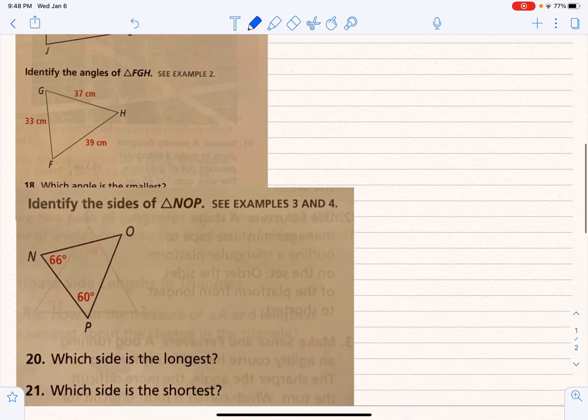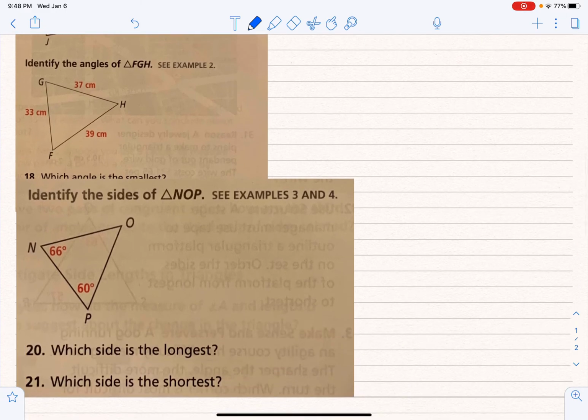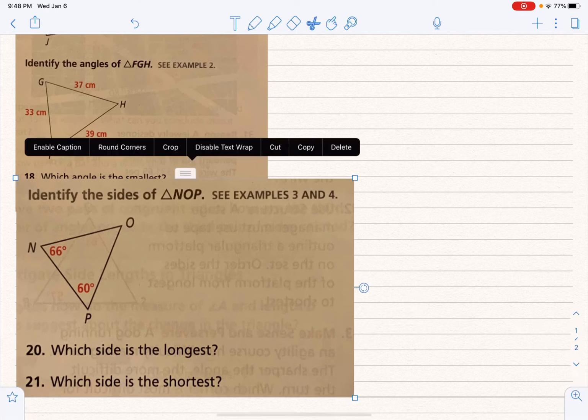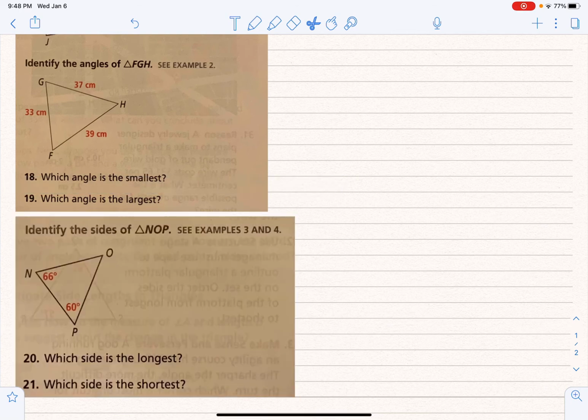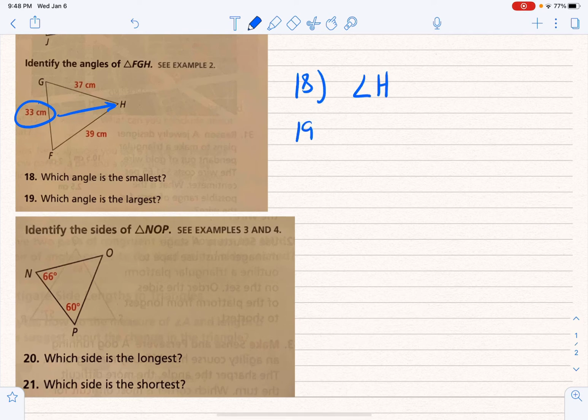All right. Number 18 and 19 have to do with this picture. So let me go ahead and move that. There we go. Okay, we're looking at this picture, and it says, which angle is the smallest? Well, you find the smallest side, and you know opposite of that has to be the smallest angle. So number 18, the smallest angle would have to be angle H. Number 19 says, which angle is the largest? Well, we'd find the largest side, which is this 39, and go opposite of that. So that would be angle G is the largest.